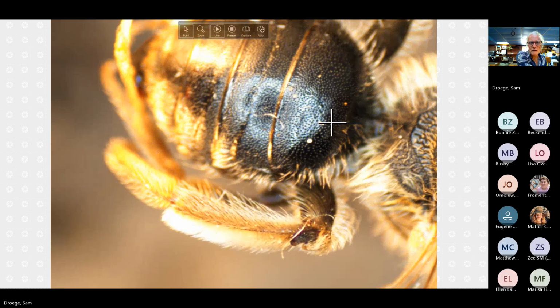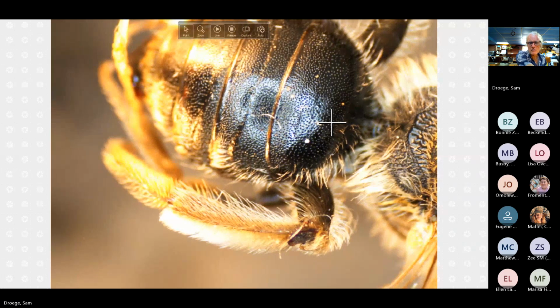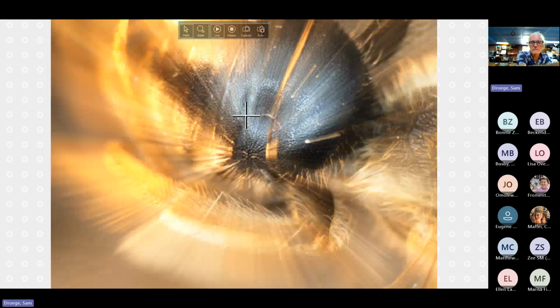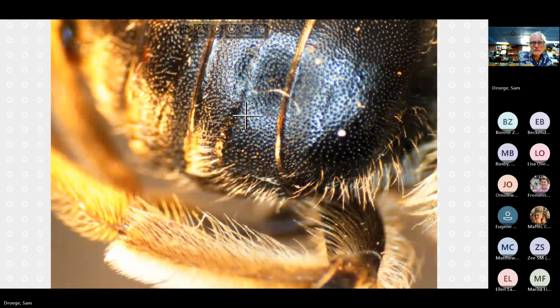And so T1, T2, here's the depressed area. In some cases you might say, oh, well, that's a tergite rim, but it's not. You can see that there is a structural difference between the tergite rims and the non-tergite rims. But this is a pretty nice view of the edge of the depressed area.